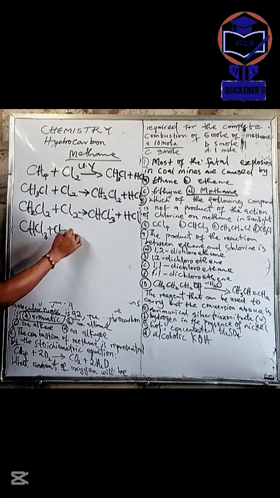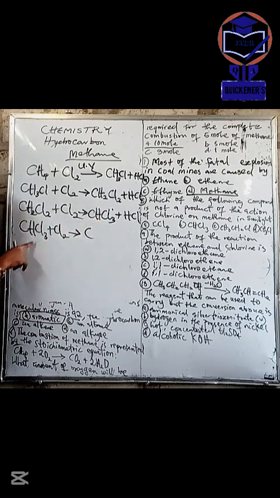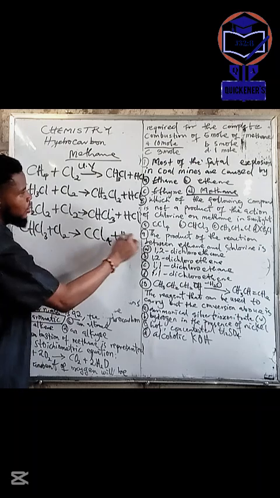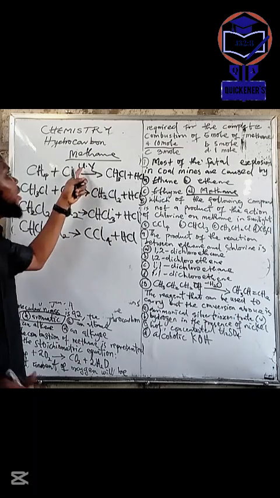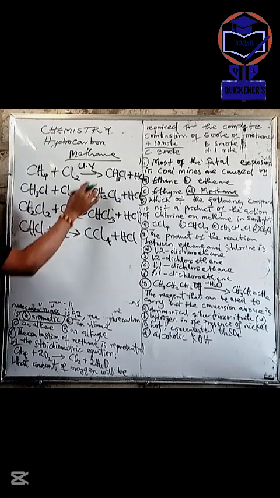Alright? So the last one was C. Now, no more hydrogen. So we have CCl4 plus HCl. This is the end product of the chain reaction. So 1, 2, 3, 4 is the continuous chain reaction in the presence of sunlight. And all these byproducts have their own uses.